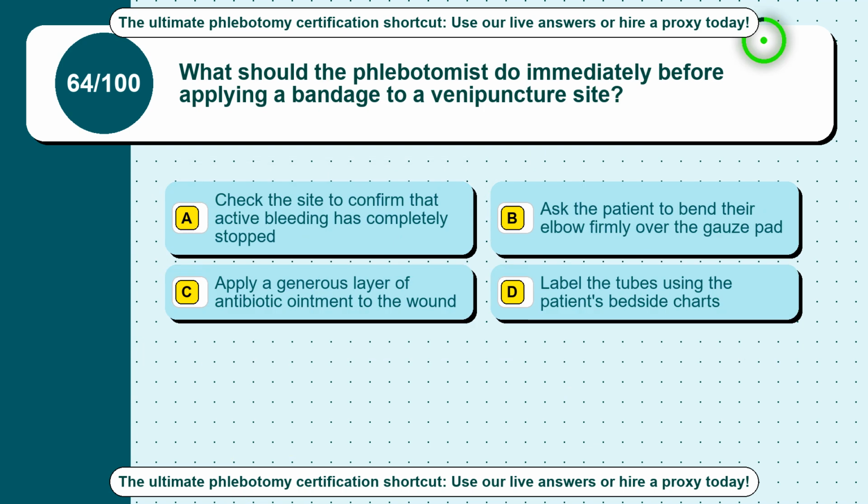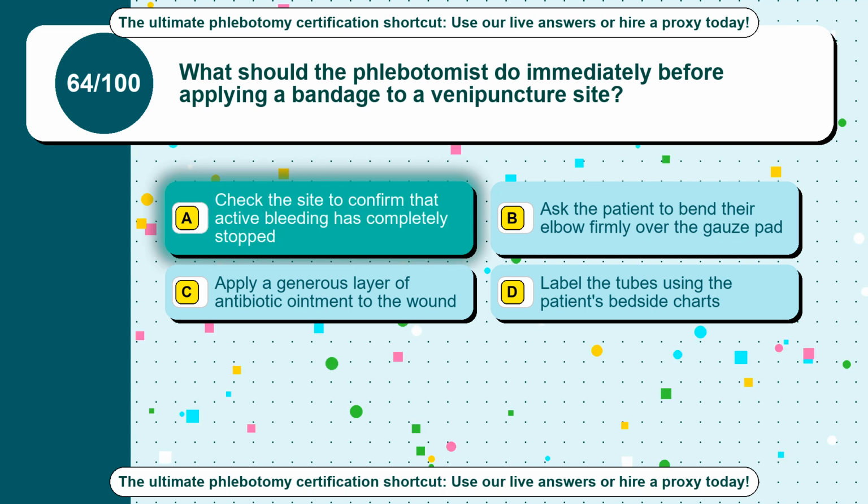What should the phlebotomist do immediately before applying a bandage to a venipuncture site? Option A. Check the site to confirm that active bleeding has completely stopped. Option B. Ask the patient to bend their elbow firmly over the gauze pad. Option C. Apply a generous layer of antibiotic ointment to the wound. Option D. Label the tubes using the patient's bedside charts.